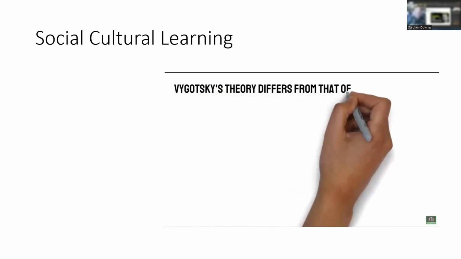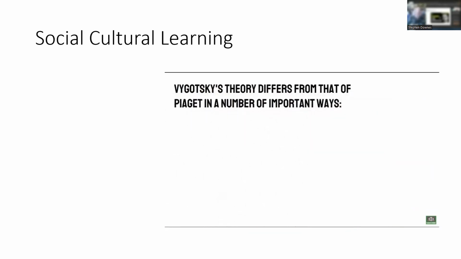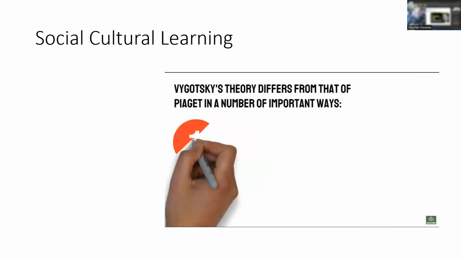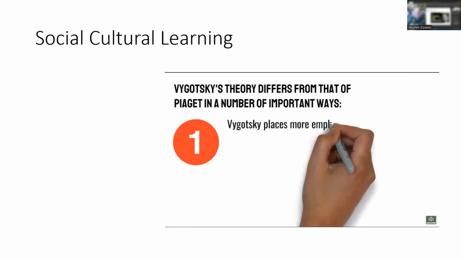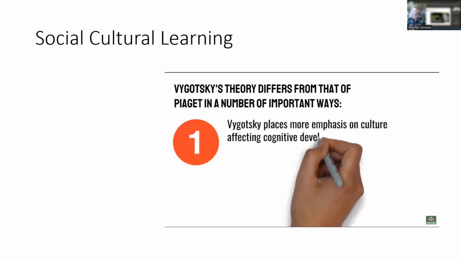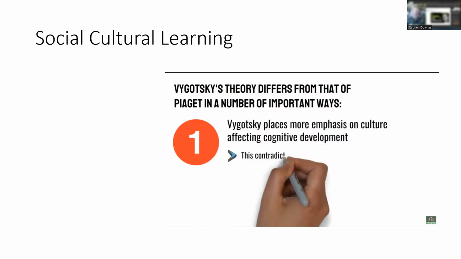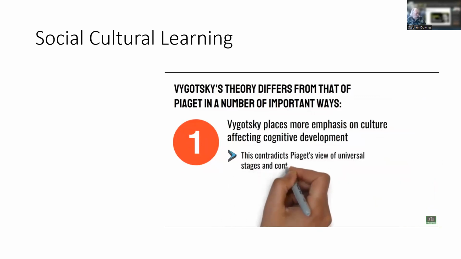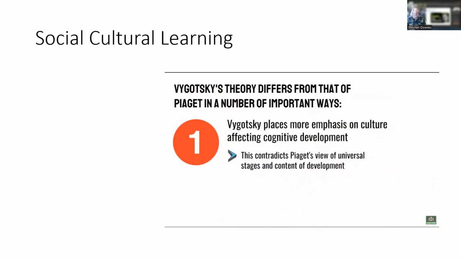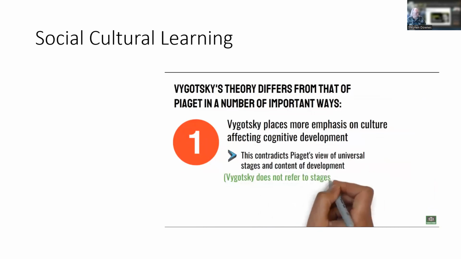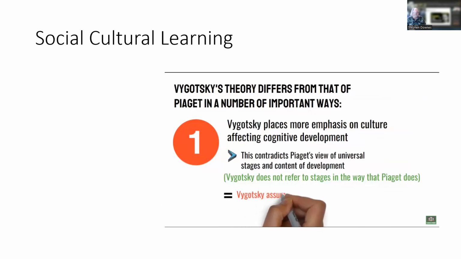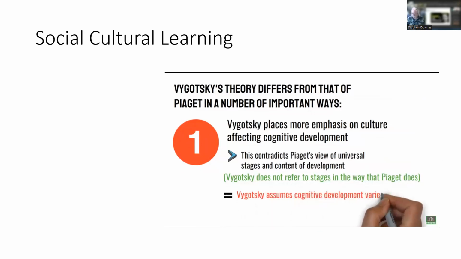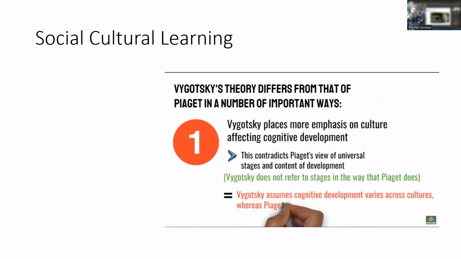Vygotsky's theory differs from that of Piaget in a number of important ways. First, Vygotsky places more emphasis on culture affecting cognitive development. This contradicts Piaget's view of universal stages in cognitive development. Vygotsky does not refer to stages in the way that Piaget does. Hence, Vygotsky assumes cognitive development varies across cultures, whereas Piaget states cognitive development is mostly universal across cultures.